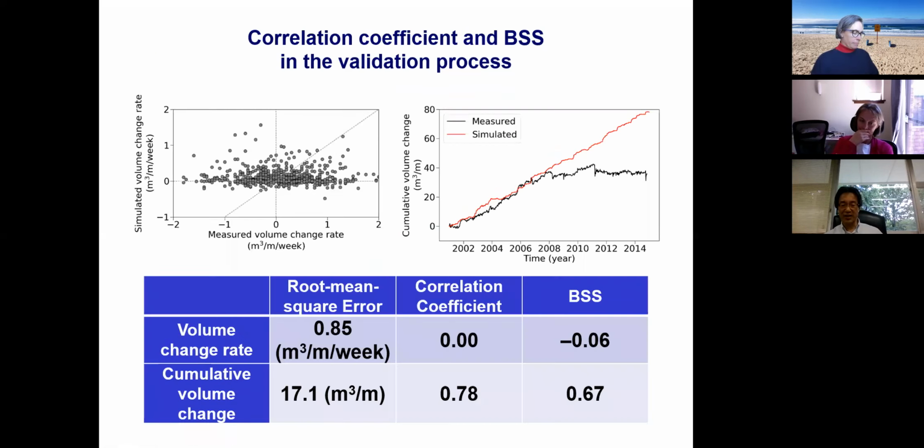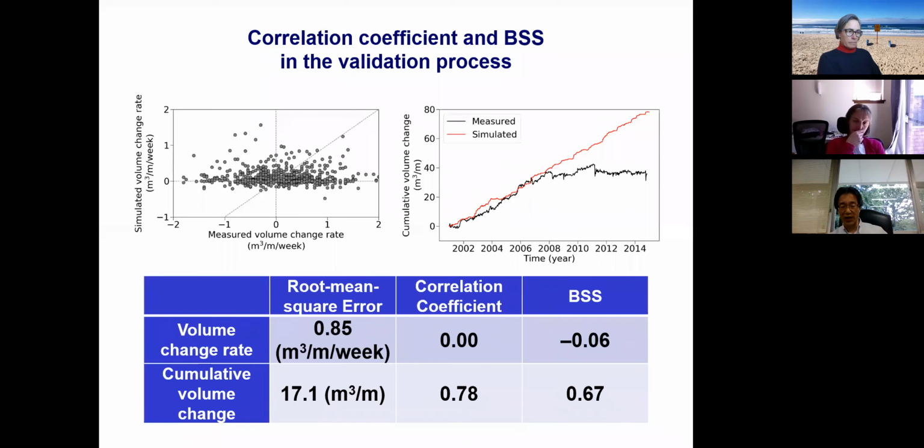And here are the statistical values. Although the model could not reproduce well the cumulative volume change in the second half of the validation process, the BSS value was 0.65. So not so bad.